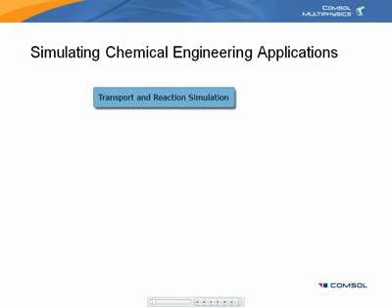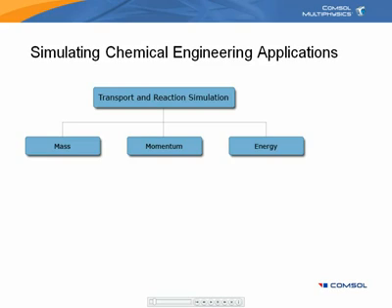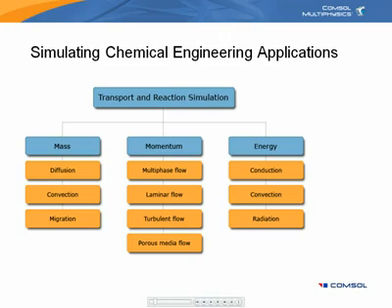Transport phenomena in chemical engineering applications is divided into three areas: the transport of mass, momentum, and energy. Each area can in turn be subdivided into groups covering various transport mechanisms and requiring different equations to describe them. A system and its transport equations can also include and be influenced by chemical reactions.